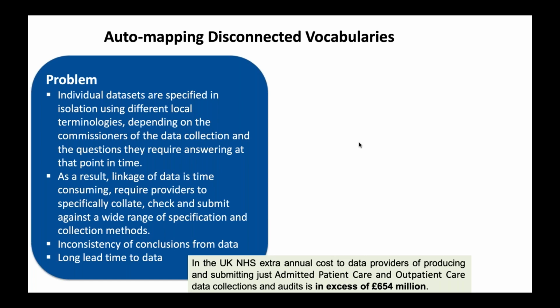But then you have to bring it together, and in order to bring it together in a reliable way, you need to collate it correctly based on those terminologies. That requires mapping the terminologies. And there is lots of cost associated with it. For example, in the UK alone, the annual cost of combining just certain types of data sets is nearly £700 million. And that is only for combining data sets that come from the various institutions into the central authority. That doesn't really take into account the cost of supporting all the local data flows.